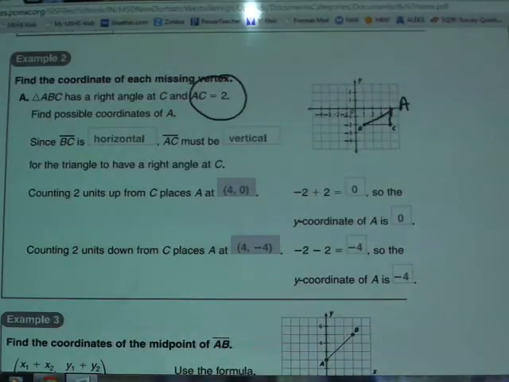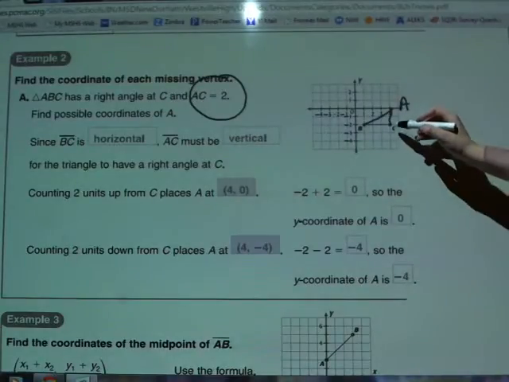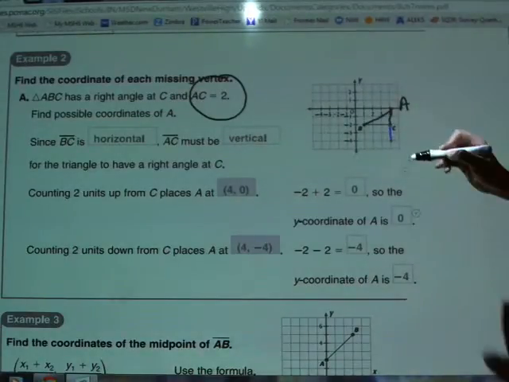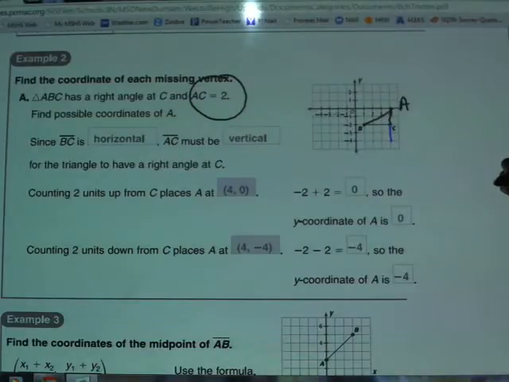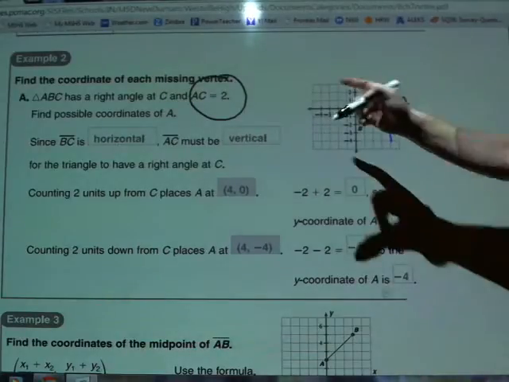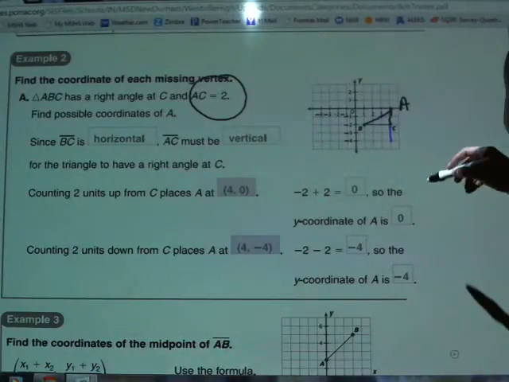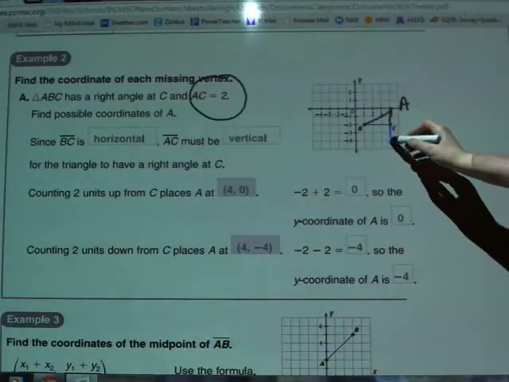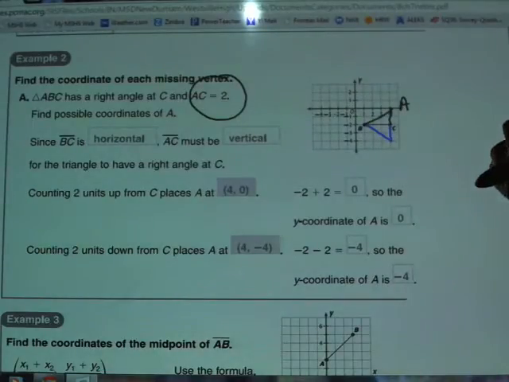If I decide to move south, I'm still making a right angle at C, but instead I'm going down 2 units, which would still satisfy their criteria because they never said which direction this has to go. And then I connect, and I get my triangle shown in blue with the triangle facing down. So now we've drawn the triangle.